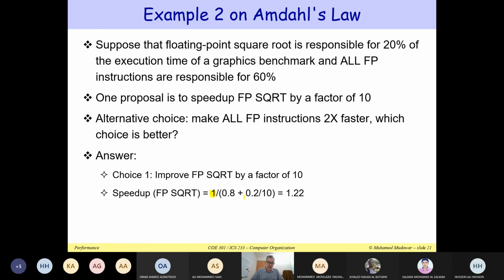Then the new execution time will be, we take 20%, which is the 0.2, and divide it by 10. But we still have to add it to the 80% of the execution time, which has not changed. It's still the same because we only improve the floating point square root, which is responsible for 20% of the execution time. Now, if you calculate this ratio, you get 1.22. So we have improved it by a factor of 1.22x. Okay, that's if you improve the floating point square root by a factor of 10.